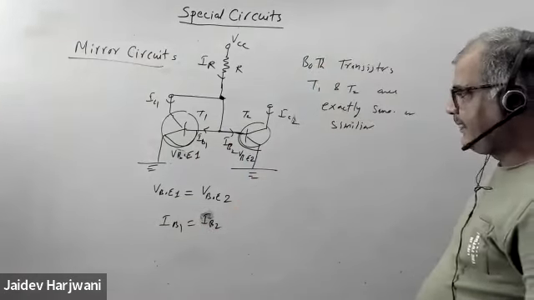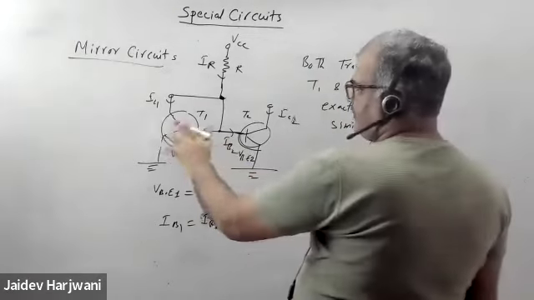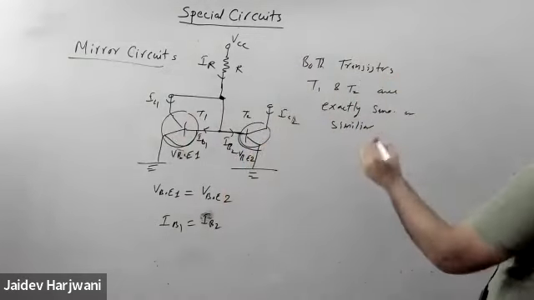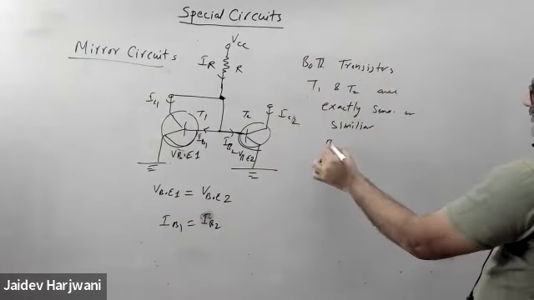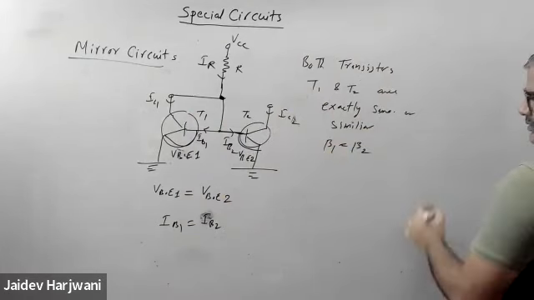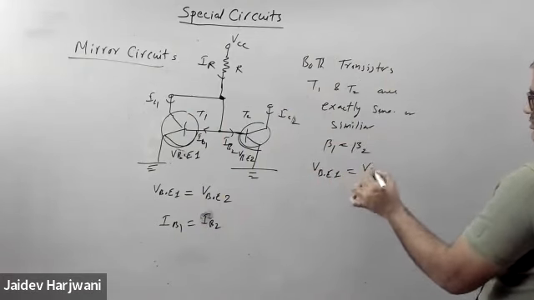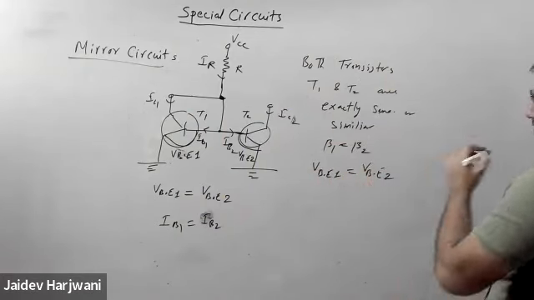ये पॉइंट क्लियर है क्या? And because both transistors are similar, their beta will also be the same. Both the transistors are similar, which means beta1 will be equal to beta2. And then the base-emitter voltage VBE1 equals VBE2, both will be same.